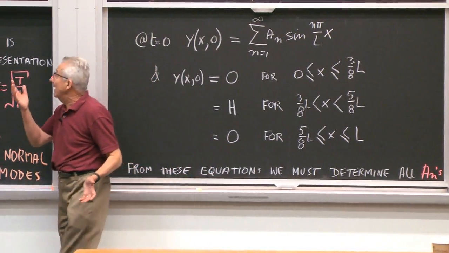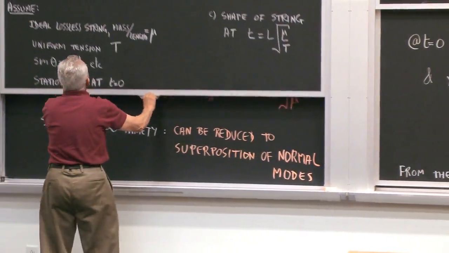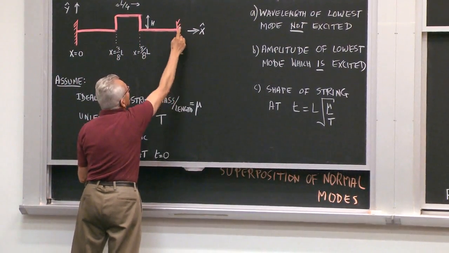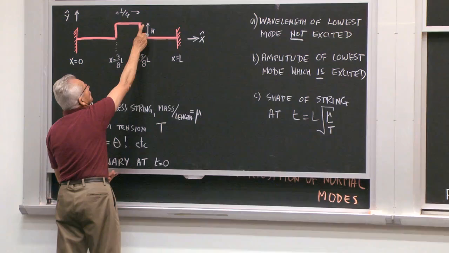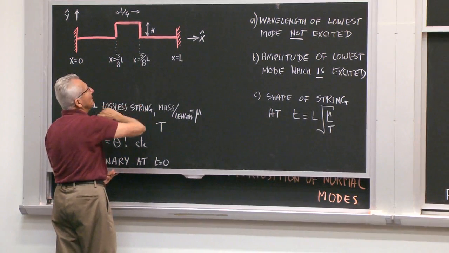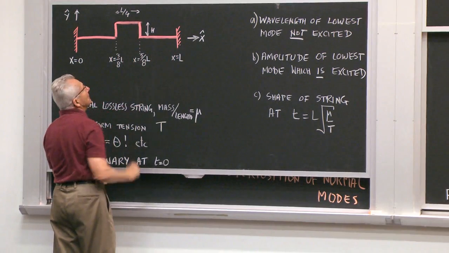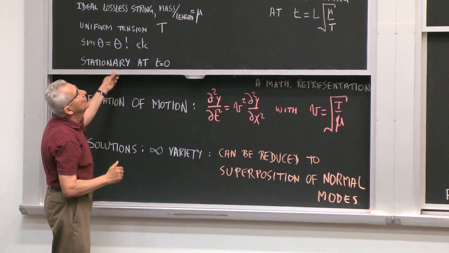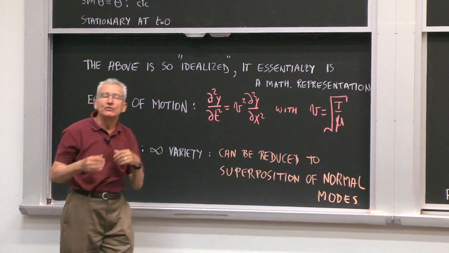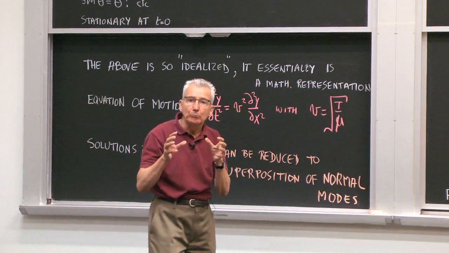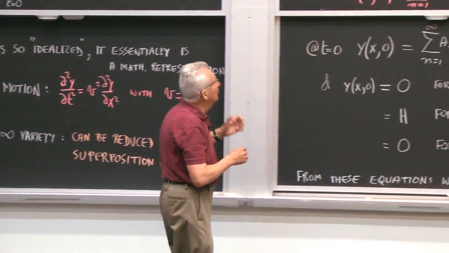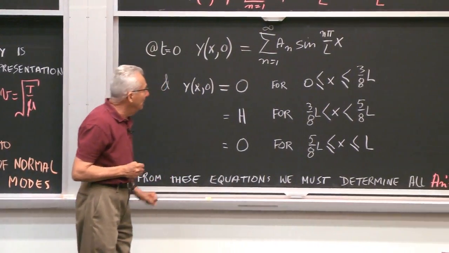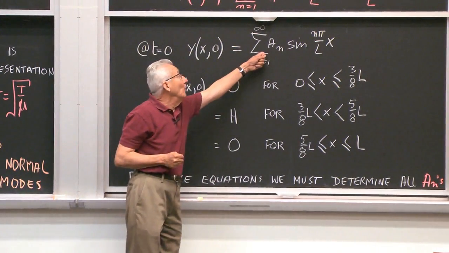For a second, let's go back and just look at that. So we're talking about this shape, right? It's 0 in y, and then jumps to h between 3/8 L and 5/8 L. This shape, when you let go, will determine the amplitude of the different normal modes that are important in the oscillation of that system.